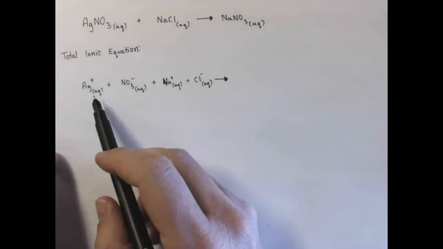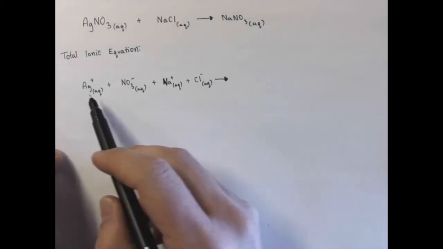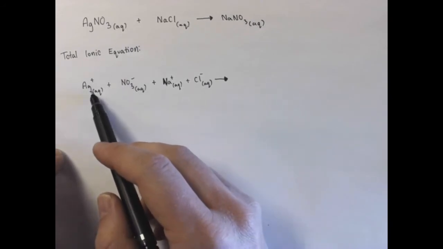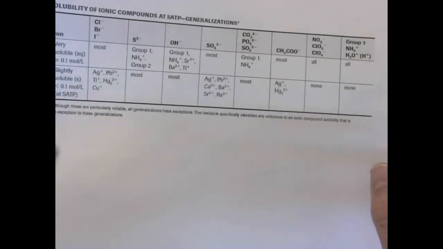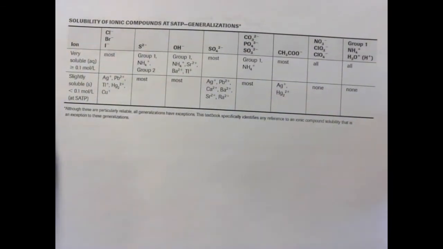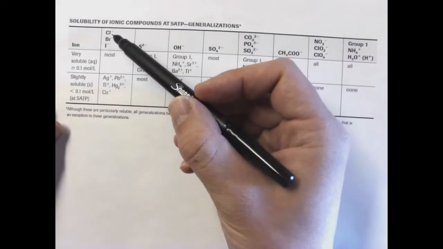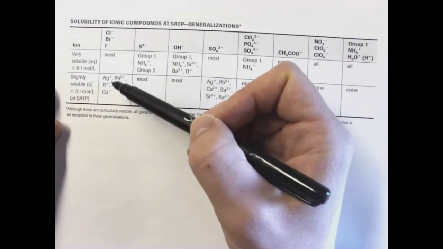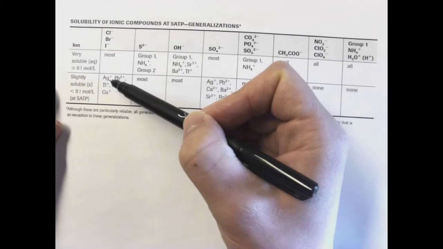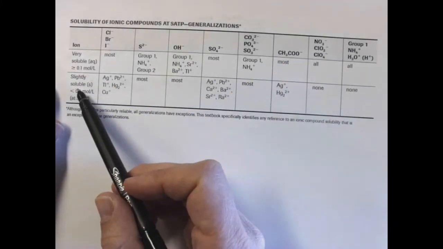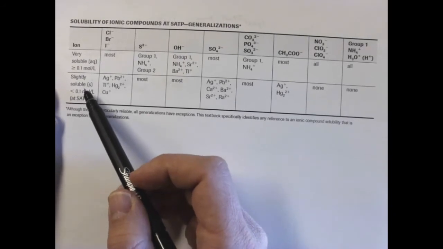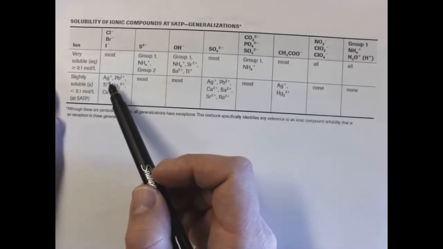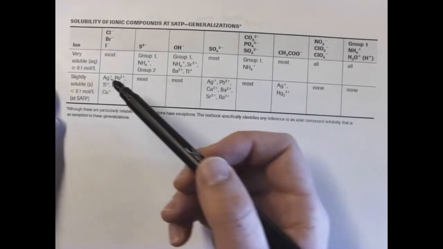The other possible combination I can get, a new combination I can get out of this, is silver ions mixed with chloride ions. So let's see what their solubility is. So chloride ions paired with silver ions give us a compound that is just slightly soluble, which means we could call it insoluble here. It is going to precipitate. It's going to come out of solution. It's going to fall out of solution.